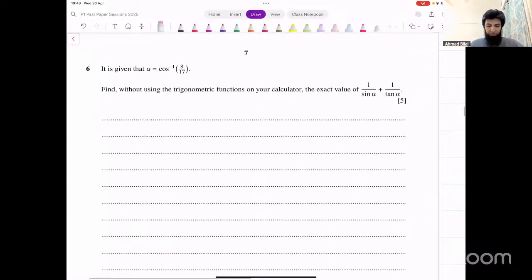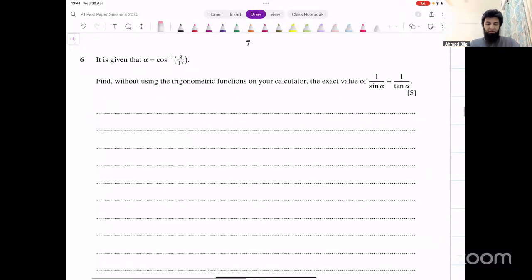Let's move on. So this is the next question that you're asking about now. It's given that alpha equals cos inverse of this. And what we have to do is find, without using the trigonometric functions on your calculator, the exact value of 1 over sine alpha plus 1 over tan alpha.